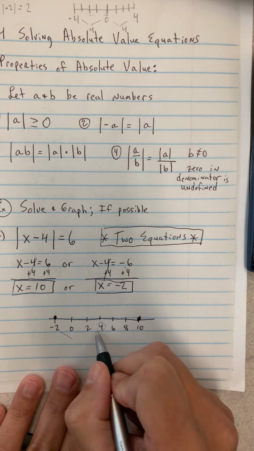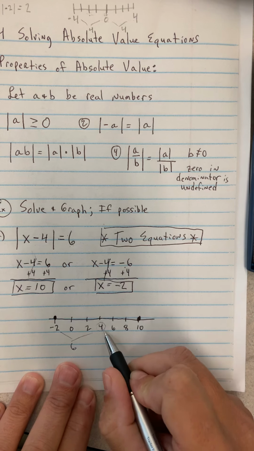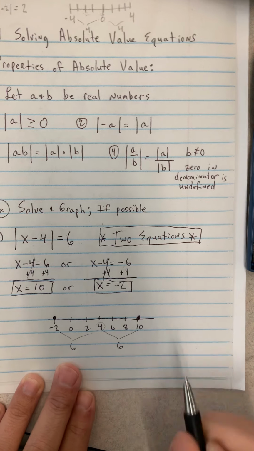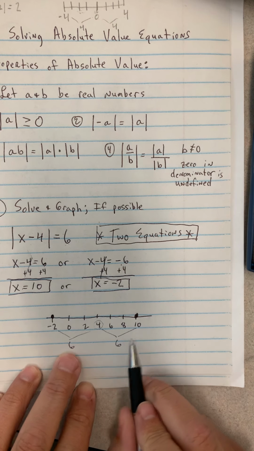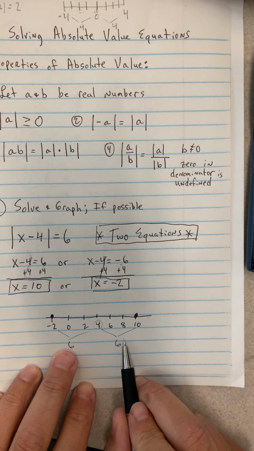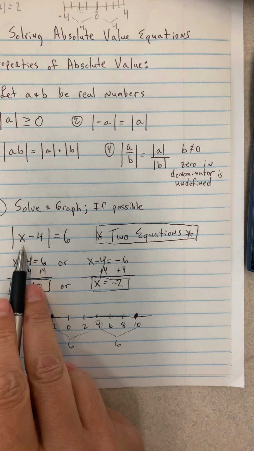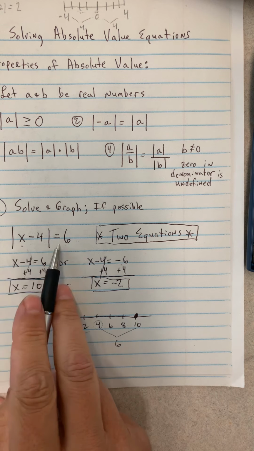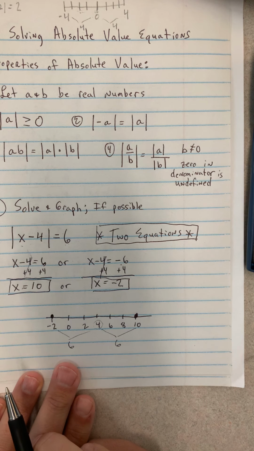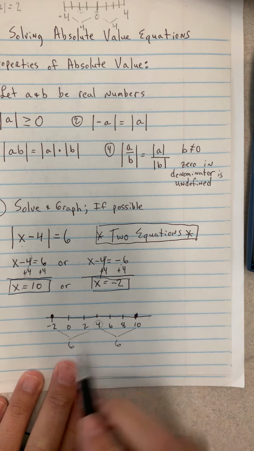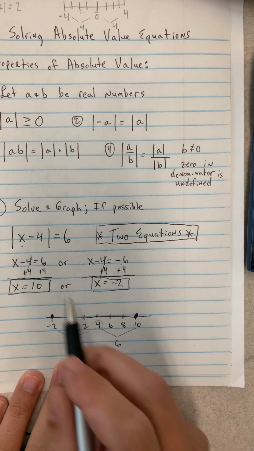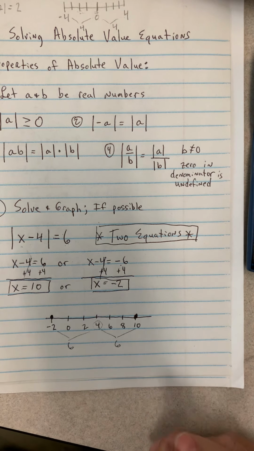This distance right here is 6. This distance right here is 6. It is the distance away from 0 on a number line. Well, I know this isn't 0, but if I plug a 4 in here, it makes it 0, and that's the difference. Number lines will help you see it. It is the distance away from what makes that equation 0.